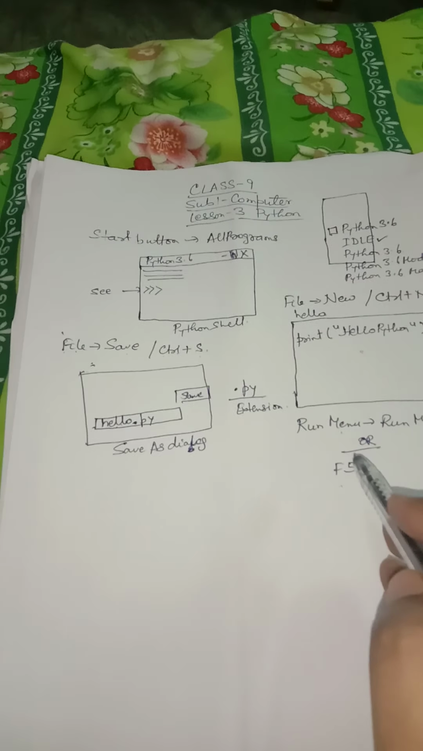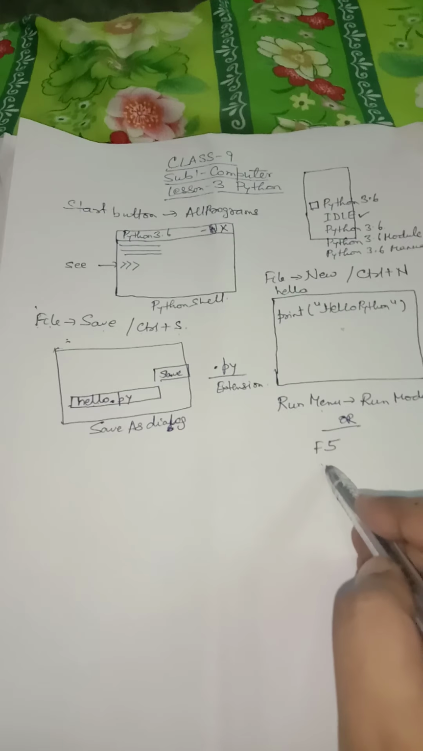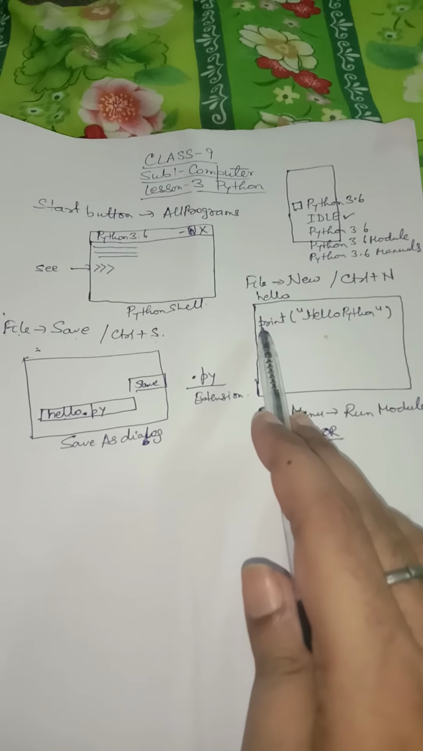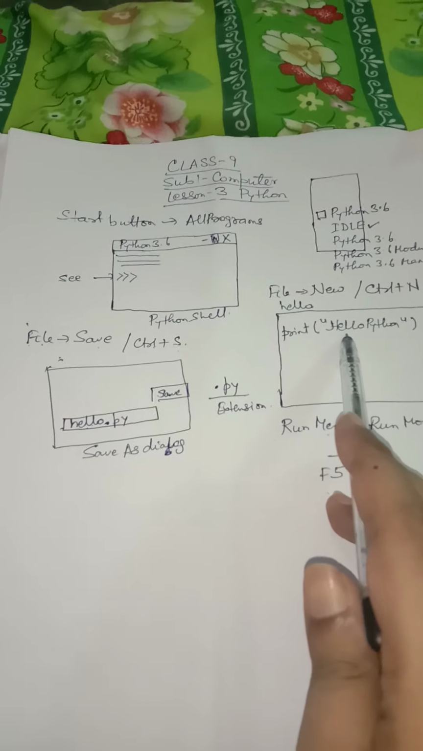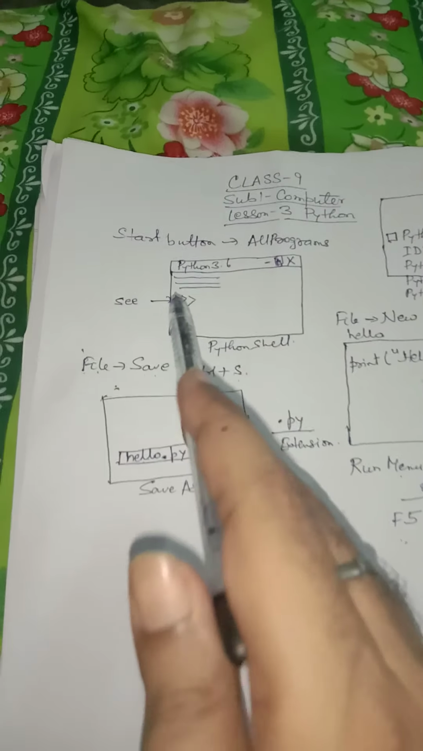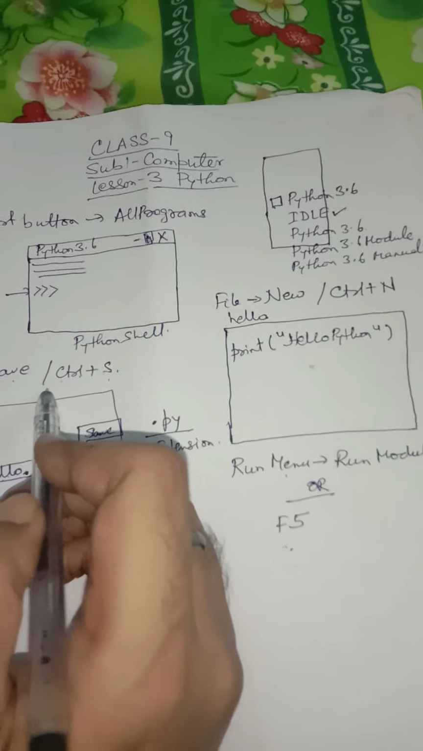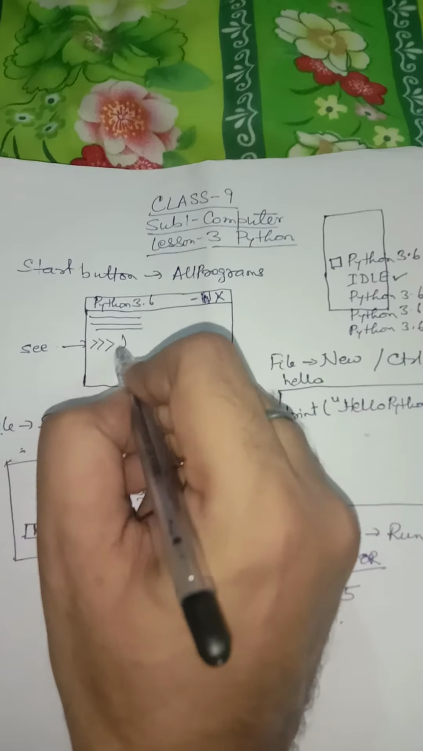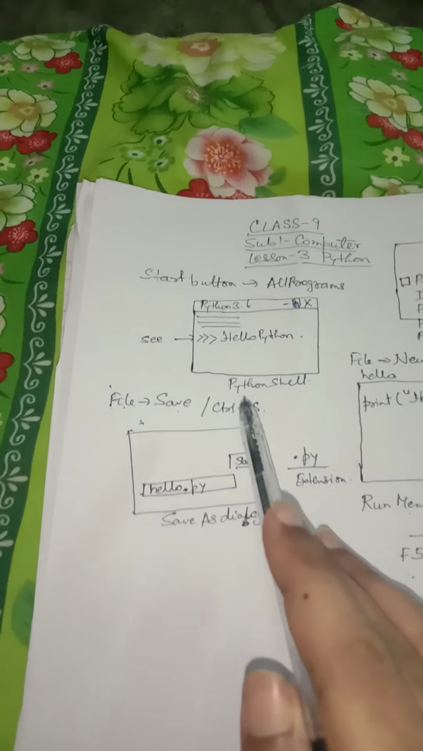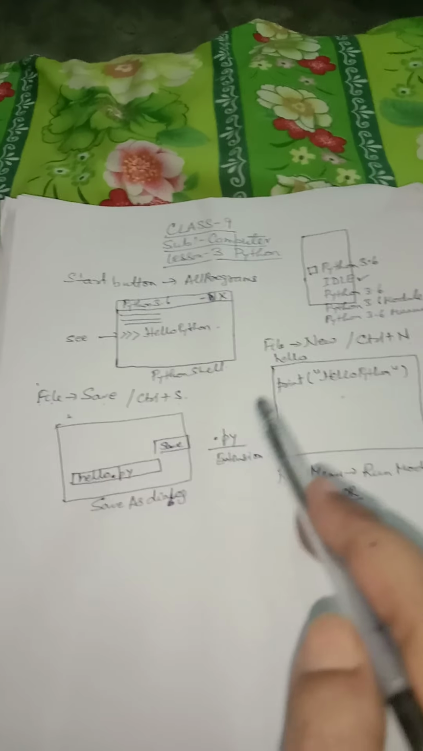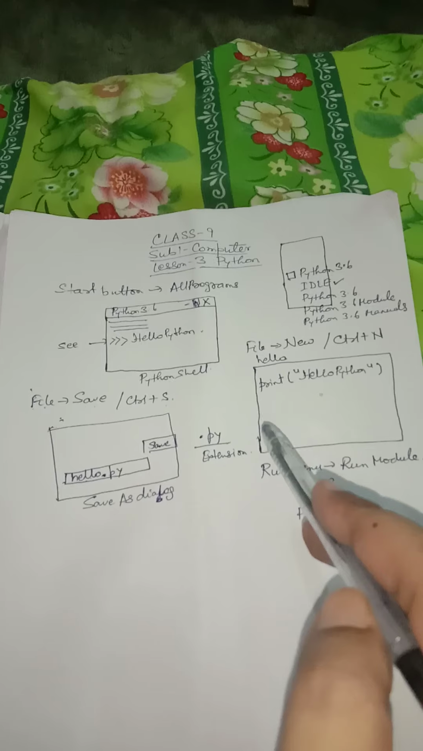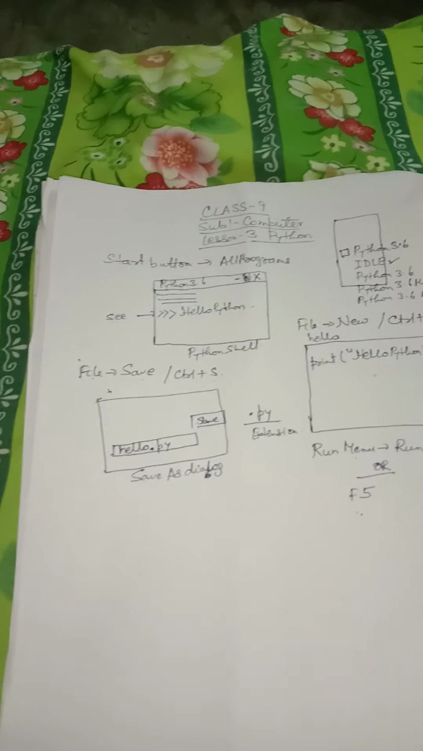As soon as you press F5, whatever statement you have written with print will appear on the Python shell. Here, Hello Python will appear on the Python shell. So this is a simple program to print a simple message.